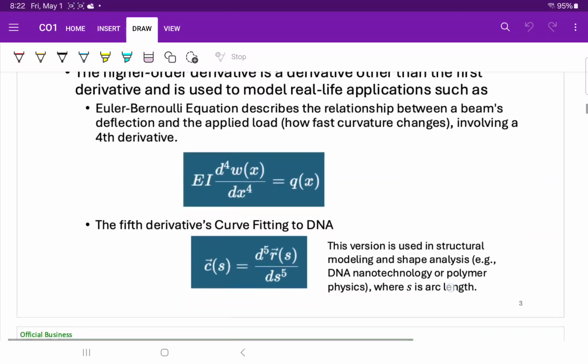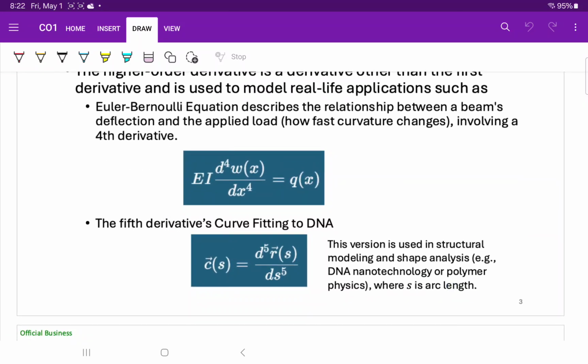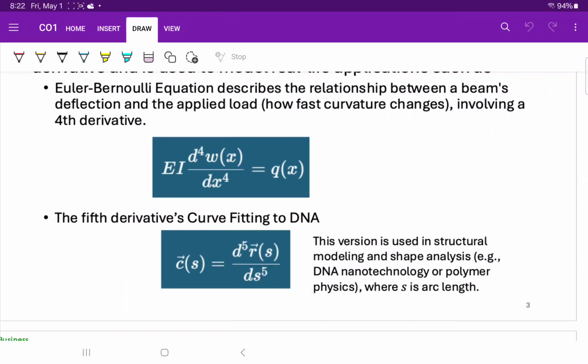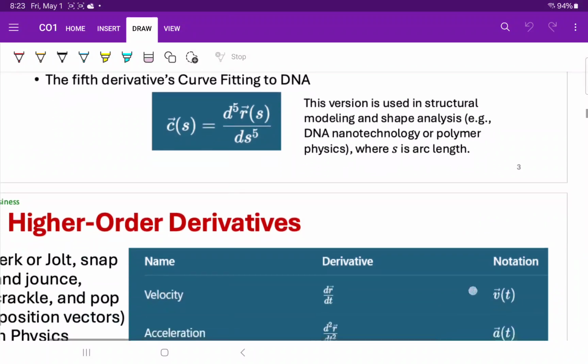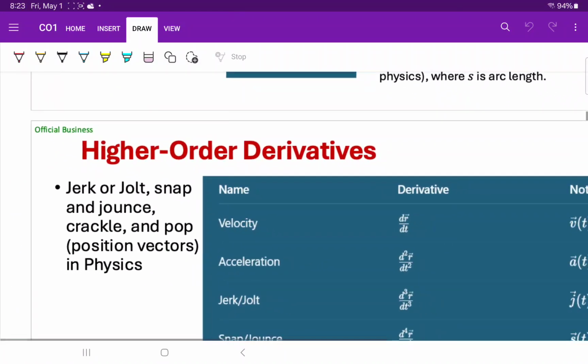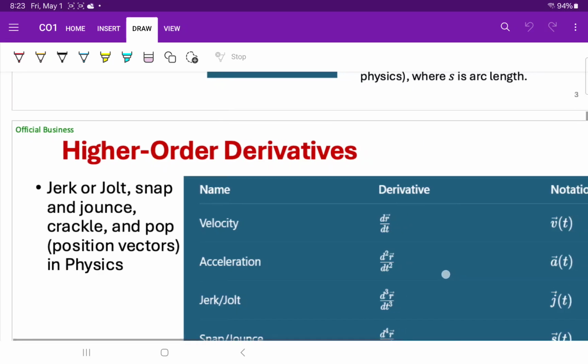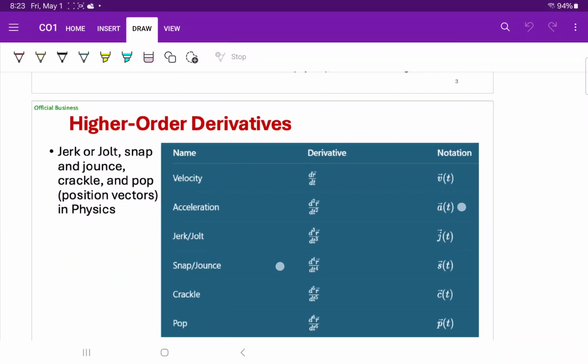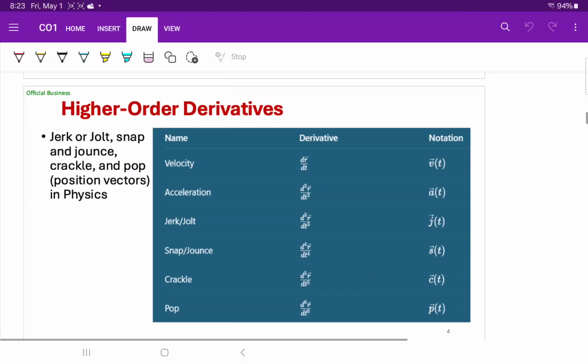Now the fifth derivative, curve fitting to DNA, is represented by this notation. This version is used in structural modeling and shape analysis, that is DNA nanotechnology or polymer physics, where S is the length of the arc. Now, we have here some notations that we use to represent derivatives of functions with respect to different variables.